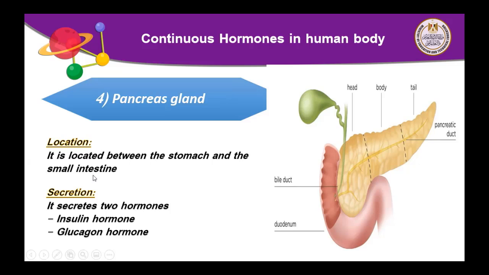What hormones are secreted by the pancreas? The pancreas secretes two hormones. One of them is called insulin and the other is glucagon hormone. These are the two hormones which are secreted by the pancreas gland: insulin hormone and glucagon hormone.